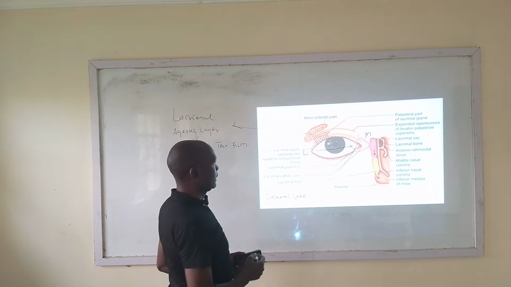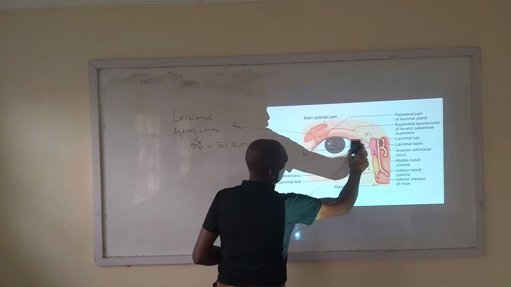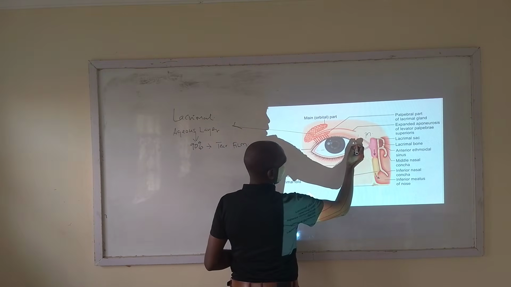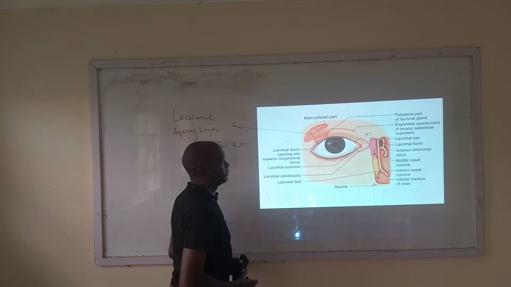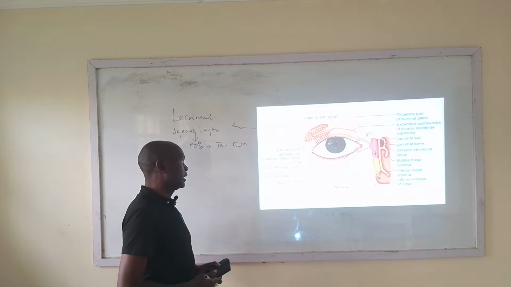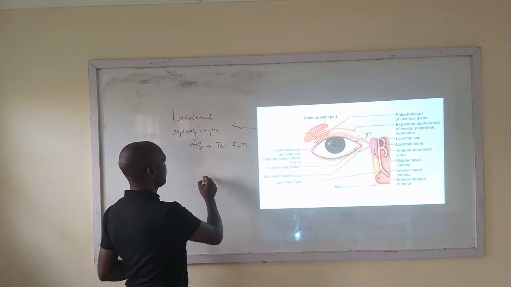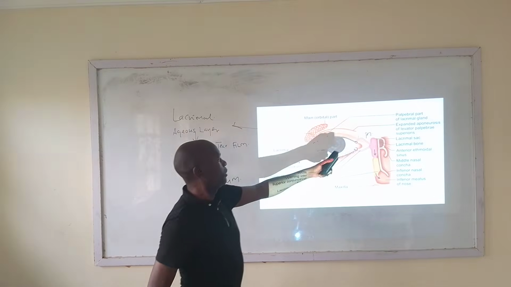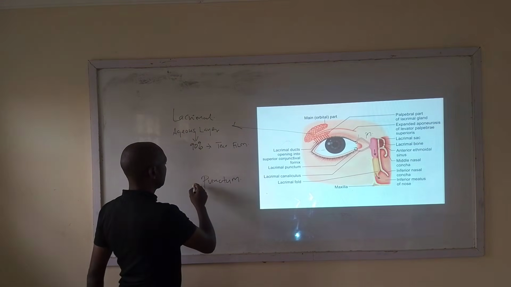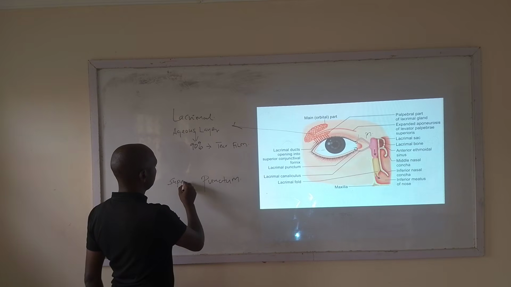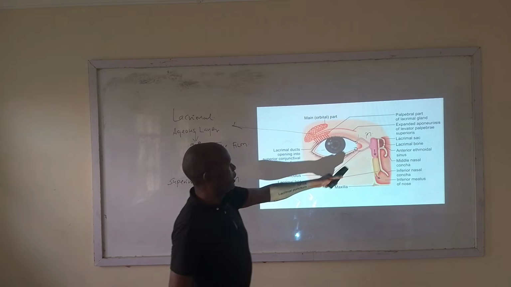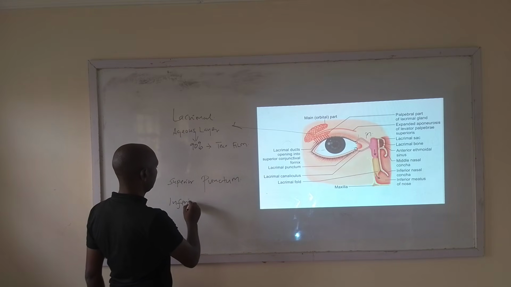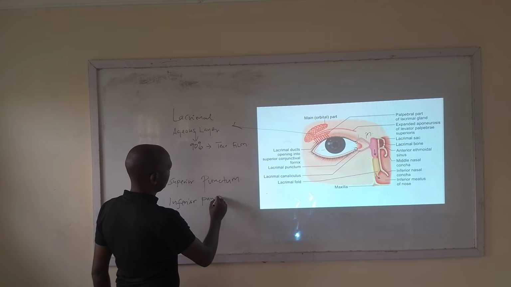Then from there, when you look carefully at this diagram, you will realize that there is an opening here and an opening here. Those openings are what we refer to as punctum. The upper one is known as the superior punctum, while the lower one is known as the inferior punctum.